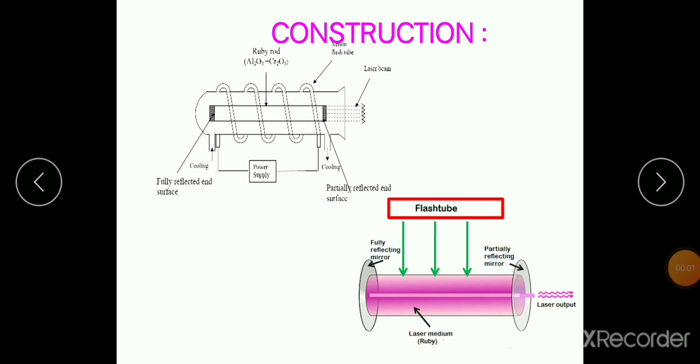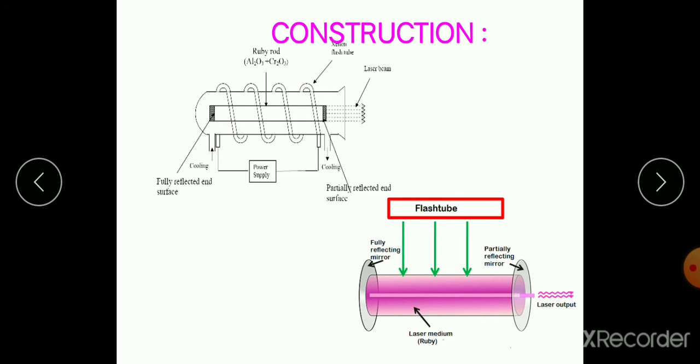Construction of ruby laser. Typically, in ruby laser, a rod of 4 cm length and 5 mm diameter is used. Both the ends of the rod are highly polished and made strictly parallel. The ends are silvered in such a way that one becomes partially reflecting and the other end fully reflecting. So this is the partially reflecting end and this is the fully reflecting end.